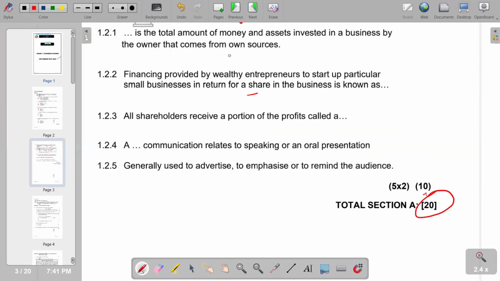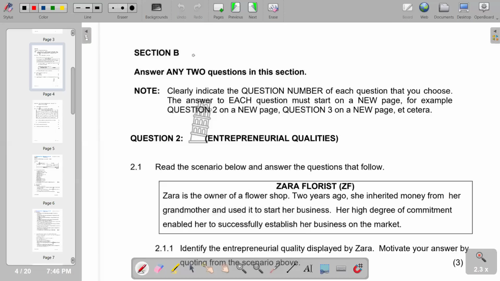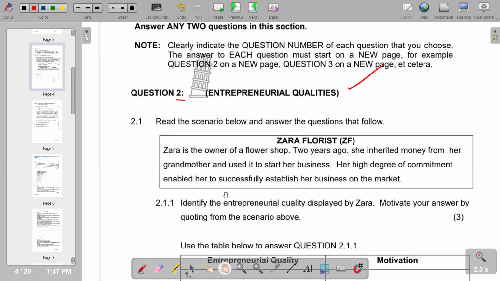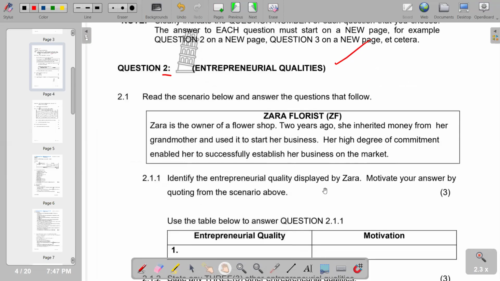So with that, I'll move on to the next section, which is going to be our section B. For section B, we are going to start on question 2, which is on entrepreneurial qualities. So the question reads, read the scenario below and answer the question that follows. We are given a scenario of Zara Florist, that is ZF. So you need to go through the scenario given, and then beneath that, the first question reads, identify the entrepreneurial quality displayed by Zara. Motivate your answer by quoting from the scenario above. So the entrepreneurial quality that we have, according to the scenario, is a high degree of commitment.